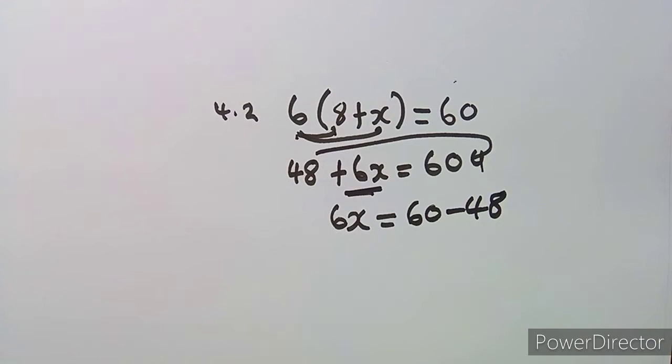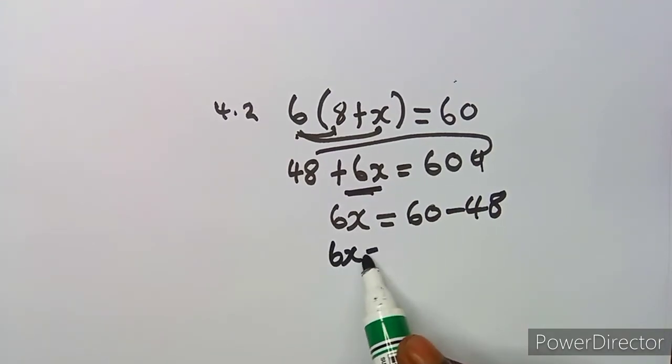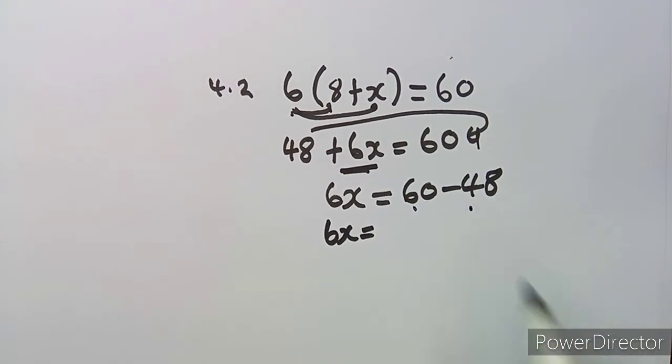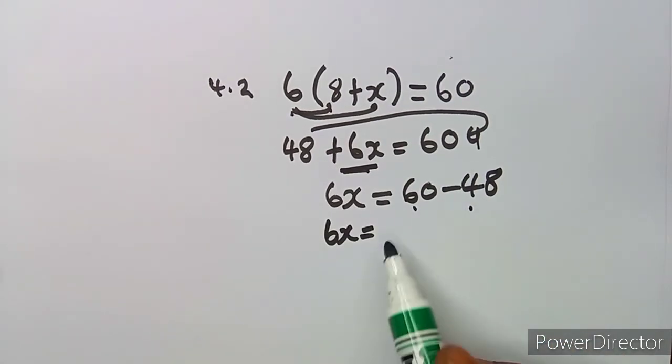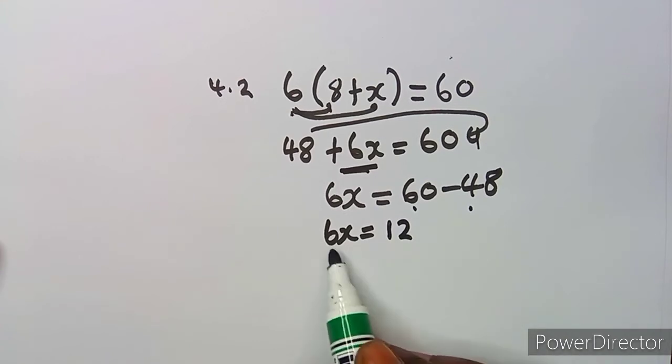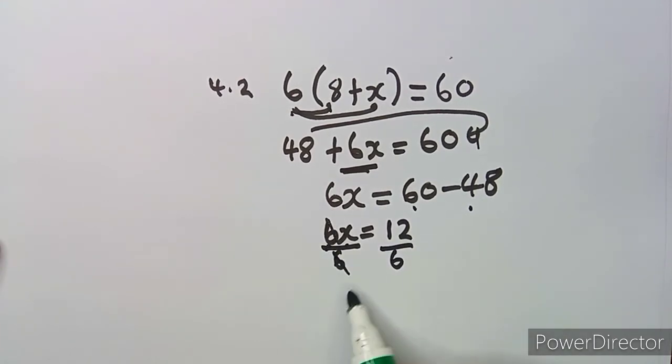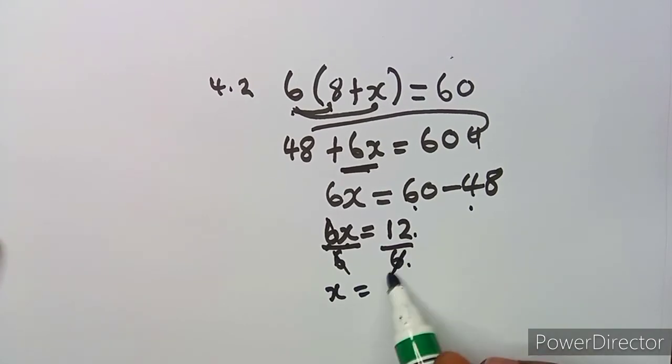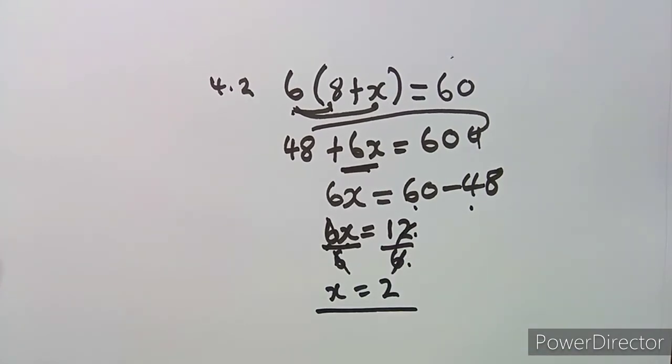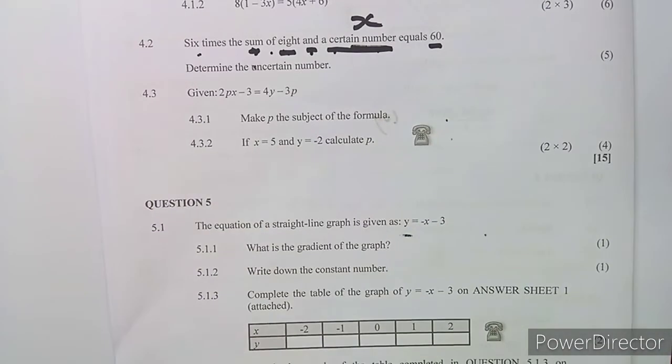So what can I do from this part? Definitely I have to subtract. 6x is equal to 60 minus 48, which from your calculator gives 12. Then to find x, since this is multiplying, divide by 6 on both sides. So x is equal to 12 divided by 6, which is 2. So as you can see, guys, it's a matter of playing around with numbers. That's actually how you can solve.